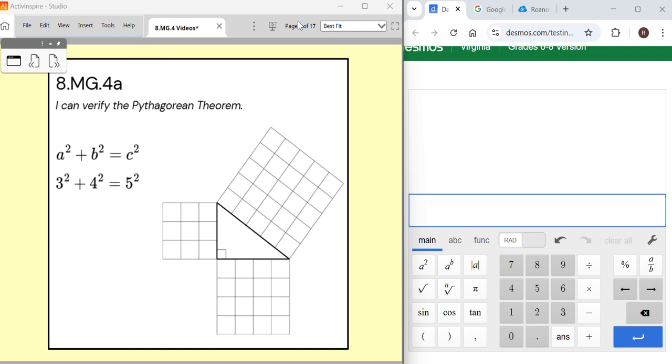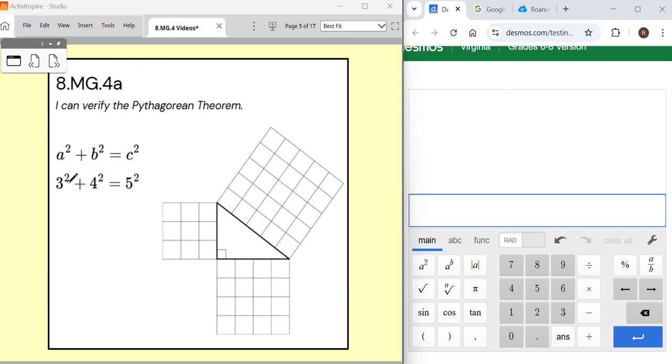Can verify the Pythagorean theorem. The P theorem, as I like to call it, is a squared plus b squared equals c squared. Both a and b are your legs, or the sides that form the right angle, and c is the hypotenuse, which is always the longest side.